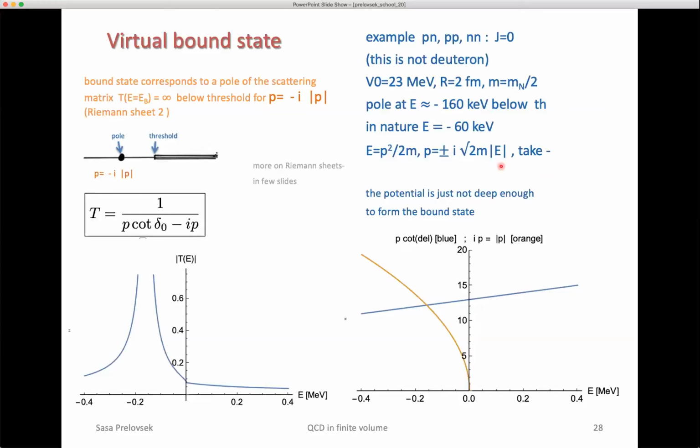But there is a pole in the scattering matrix. And we say that this is related to a virtual bound state. It's not really a state, but it is. There is a pole in the scattering matrix.